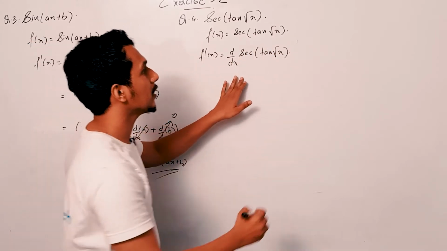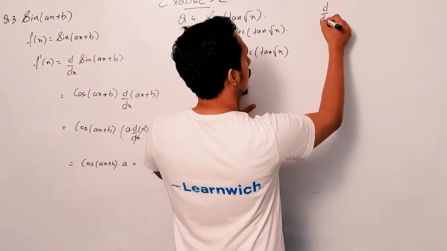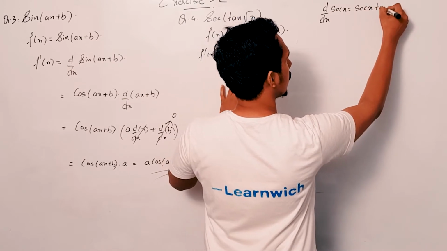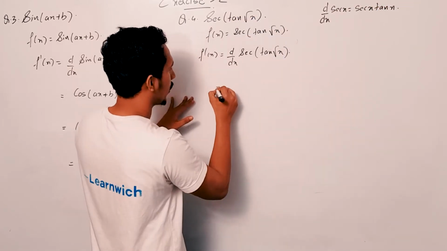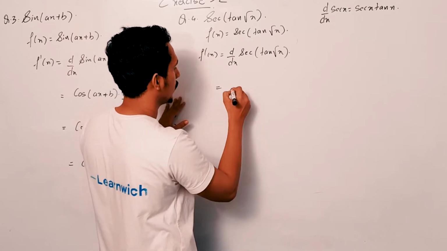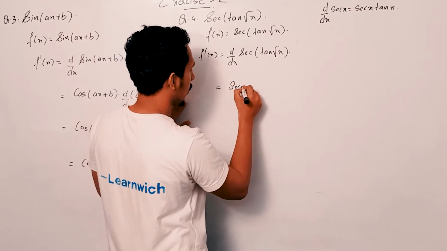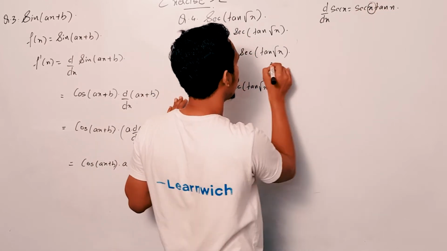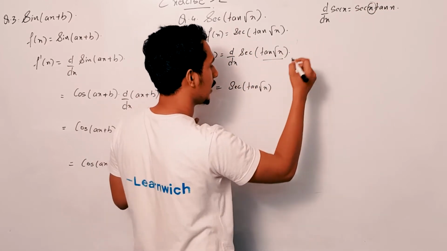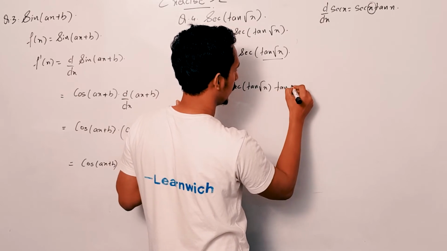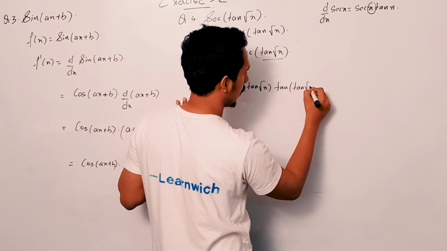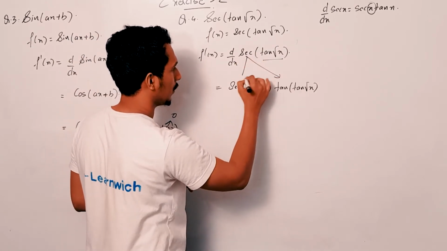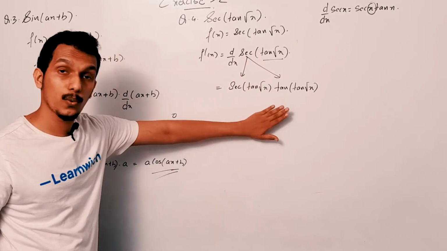Okay, what is d by dx of sec x? We already know. D by dx of sec x equal to sec x tan x. Okay, so can I write d by dx of sec of tan root x equal to sec x tan x, where instead of x we have tan root x here. So sec of tan root x, tan of tan root x. Okay, that is the sec part. You've just finished sec x tan x. Okay, is it over? No, it's not over.